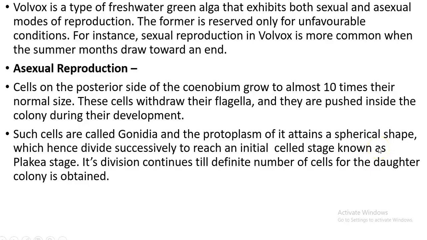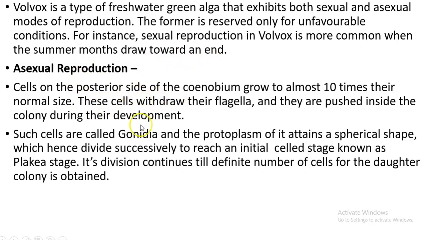So for getting you sufficient notes, I have already written bullet points. When you get a question on asexual reproduction, you have to write that this is a freshwater green algae. It exhibits both sexual and asexual reproduction. The sexual reproduction is reserved only for unfavorable conditions. For instance, sexual reproduction of Volvox is more common when the summer months are coming to an end, that is, during the winter period, but asexual reproduction will be happening during the summer and spring seasons.